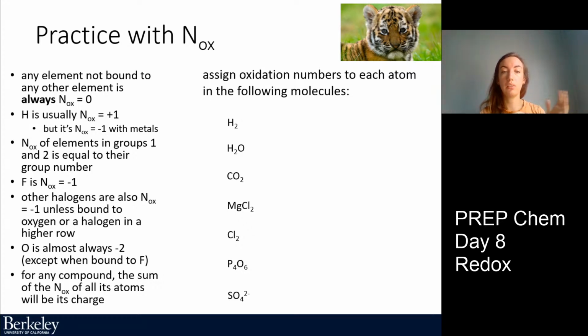So I need to follow the middle rules to assign the oxidation numbers of H and O, but then I need to make sure that 2 times the oxidation number of hydrogen plus the oxidation number of oxygen will be 0. So for SO4, this last one, you need to make sure that the oxidation number of sulfur plus 4 times the oxidation number of oxygen, since you have 4 oxygens, all needs to add up to -2. So yeah, that's what the last rule is telling you to do.